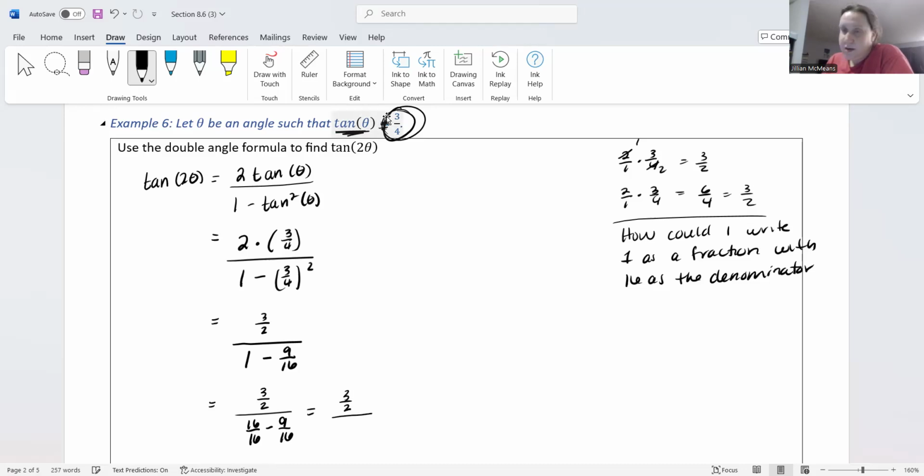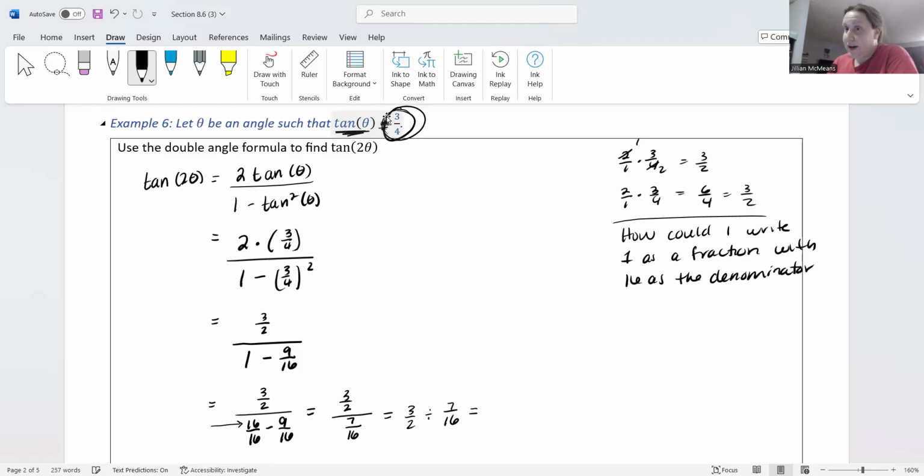So my numerator is still 3 halves. My denominator, I can now subtract those numerators right here, 16 minus 9. So that's going to be what, 7 over 16? So that's really 3 halves divided by 7/16.